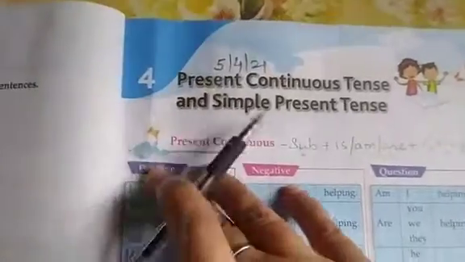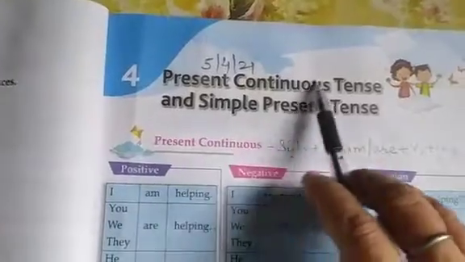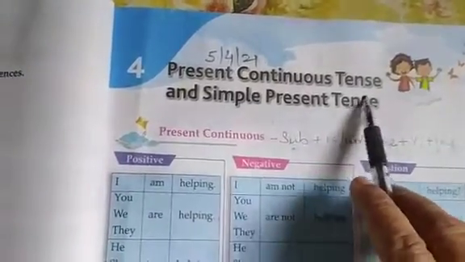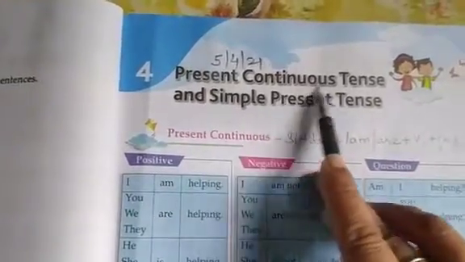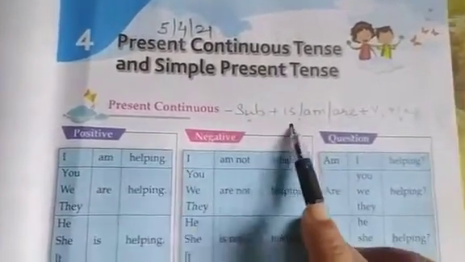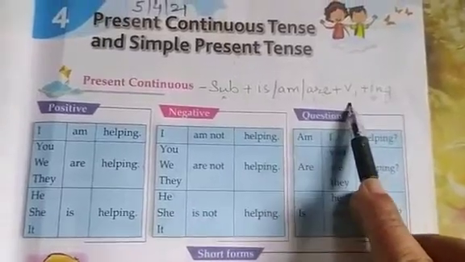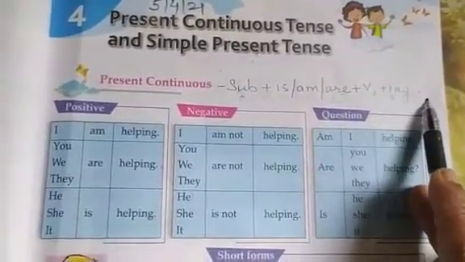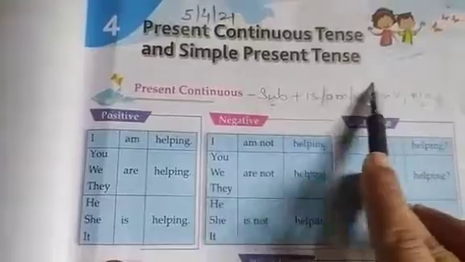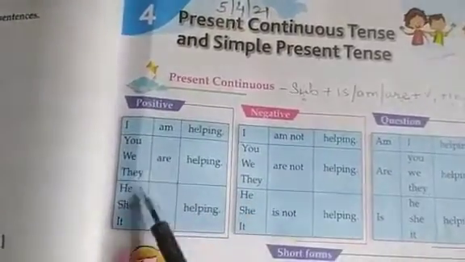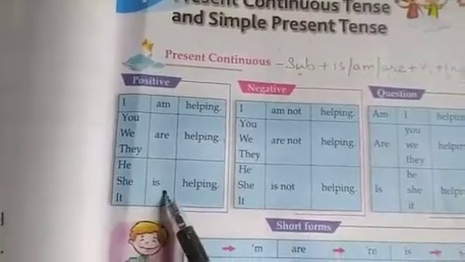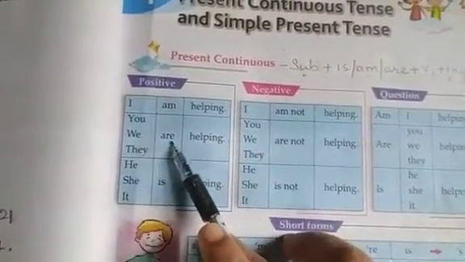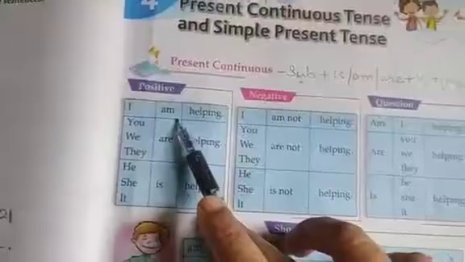So children, this is chapter number 4 with present continuous tense and the simple present tense. Continuous means ing form. So the rule is here: subject plus is, am, are plus verb first form plus ing. Now the use of is, am, are is given here. I am; you, we, they, are; he, she, it, is. With singular number nouns we use is, with plural number nouns we use are, and with I we always take am.